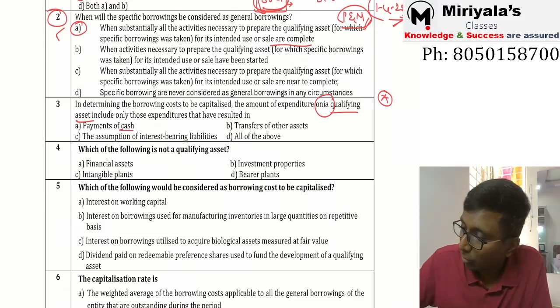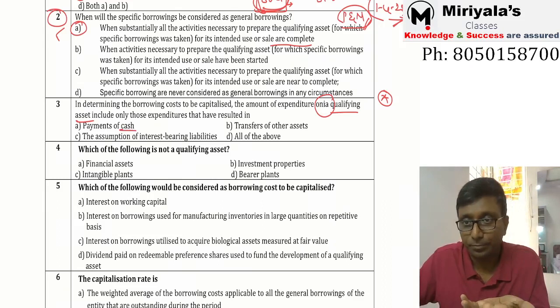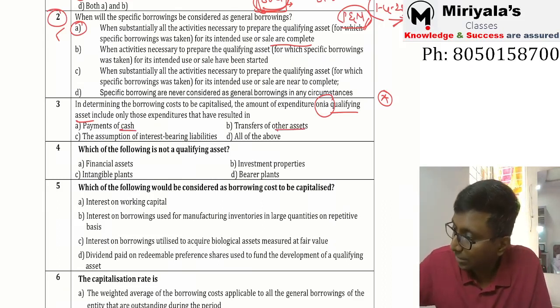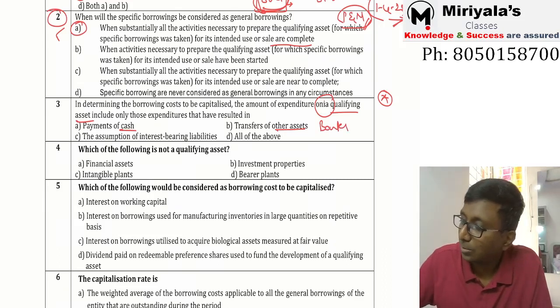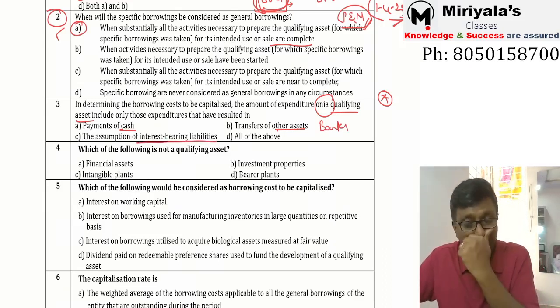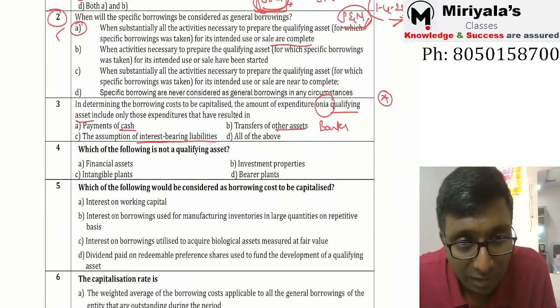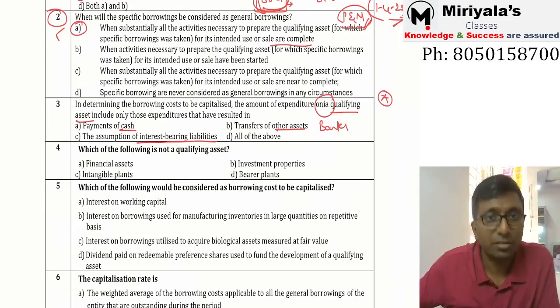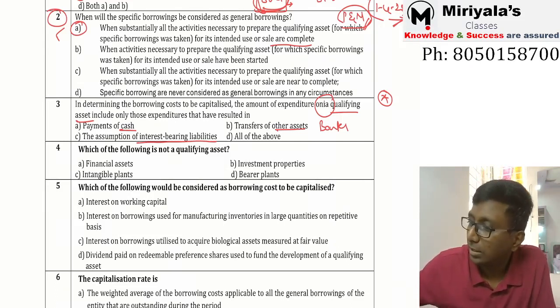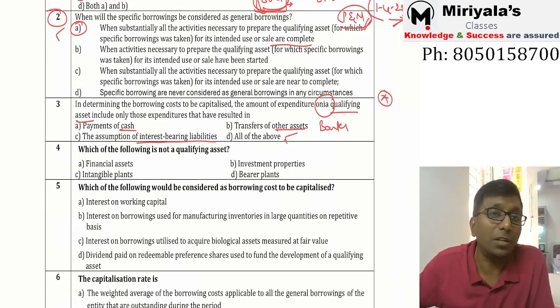To purchase the qualifying asset, you may buy it. A transfer of other assets means you must be purchasing using the barter system, something like that. Assumption of interest bearing liabilities: you are taking the loan, and for that you are paying the interest. Yes, my dear, it is obviously going to be all of the above.